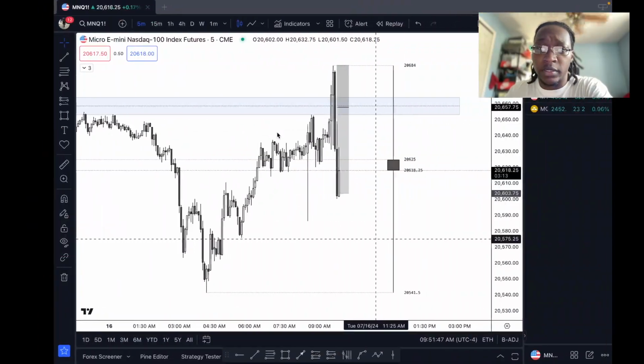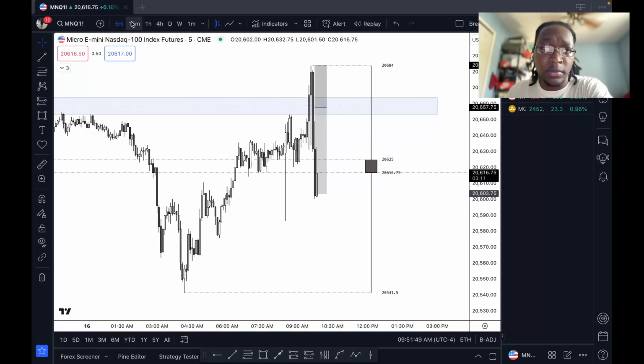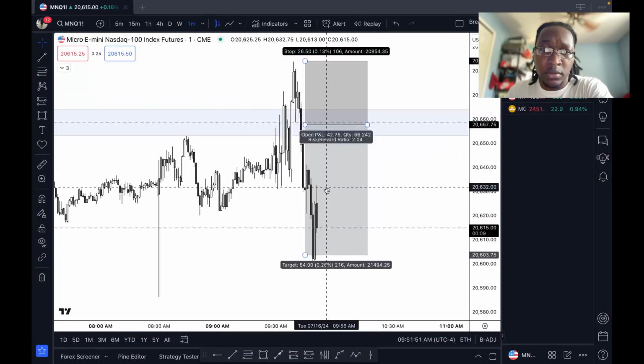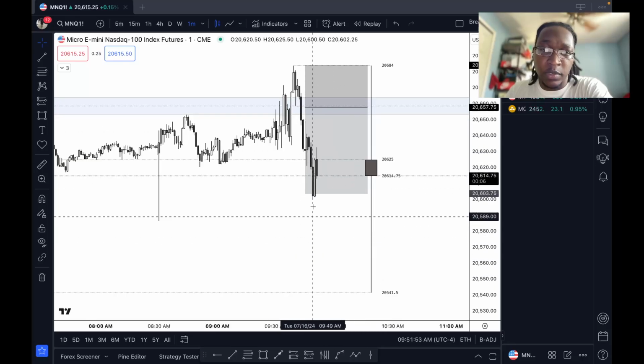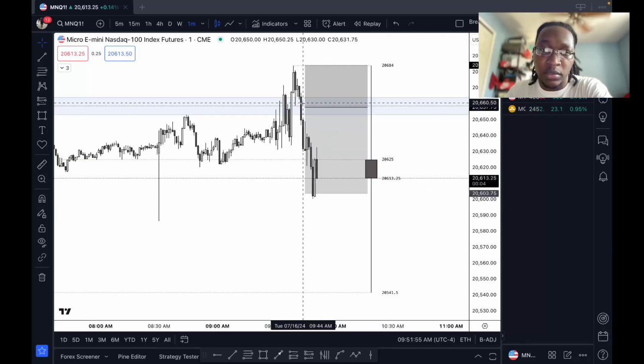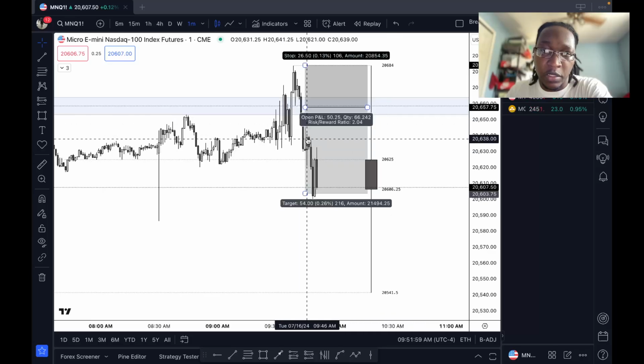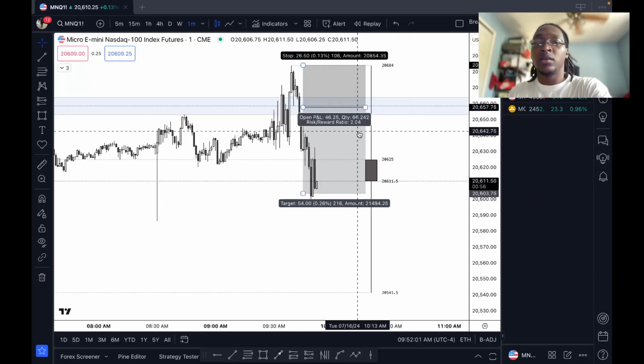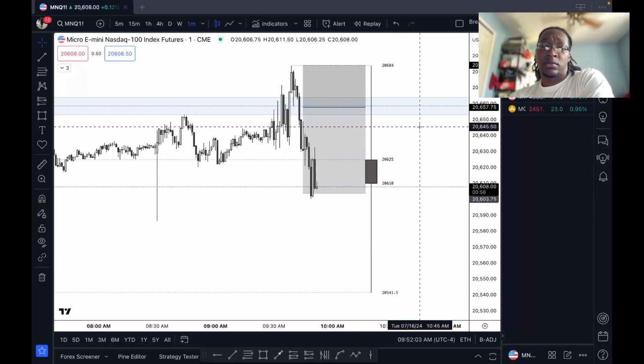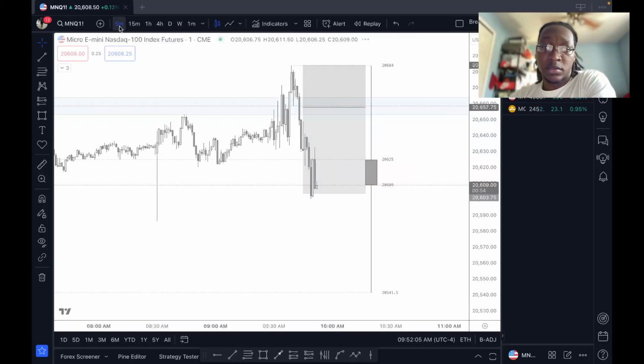Let's see what happened over here on NQ. Yeah, it ends up hitting the target. We don't get a retracement into that fair value gap. I mean, we could have, but no retracement. But that's fine. It played out. It made sense.